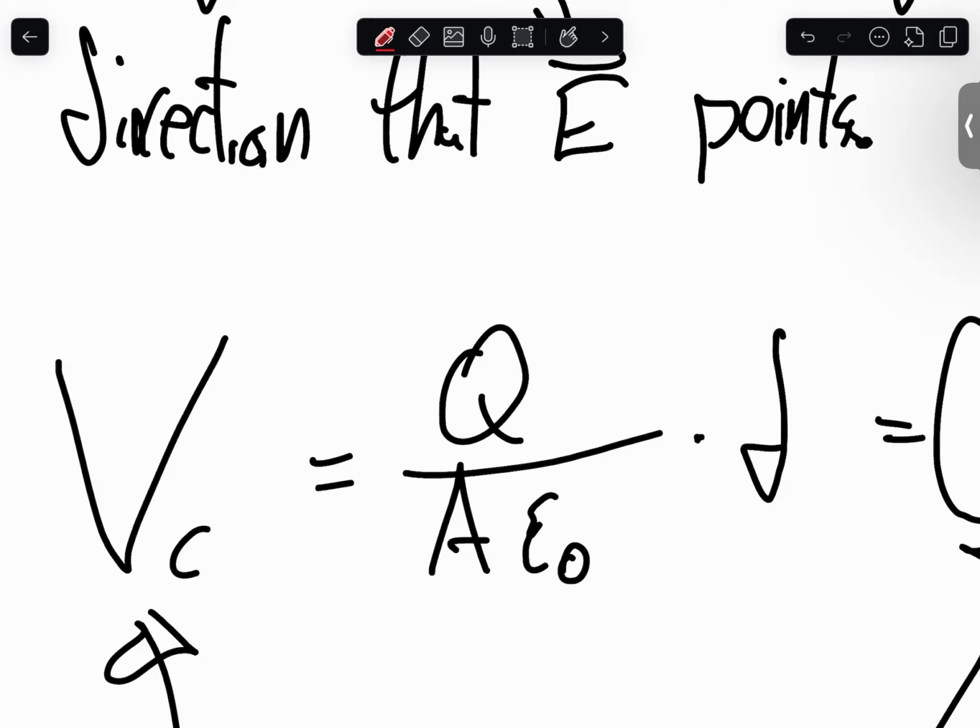But if we view the capacitor as a practical electronic device that you're using as a component, think about circuits now. Let's use the magnitudes, so we don't have to worry about the voltage signs.